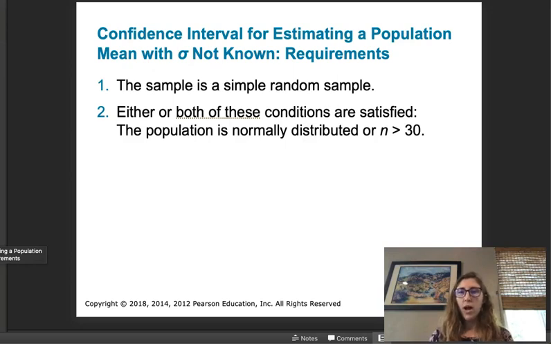So some requirements when we are creating our confidence intervals. First of all, we need a simple random sample, and then we also need either the population to be normally distributed or we need the sample size to be larger than 30. Where do those two conditions come from? Those come from our central limit theorem, which involved means. So we still have those same conditions here.